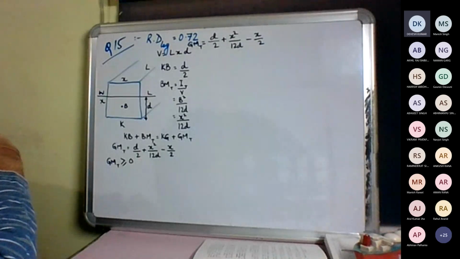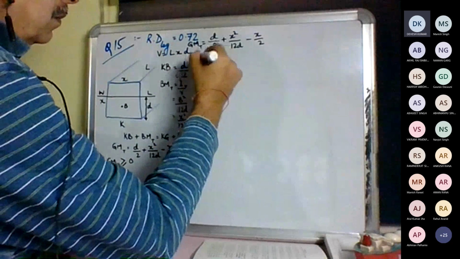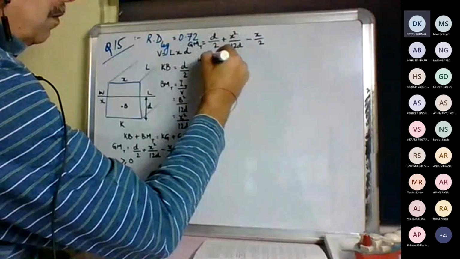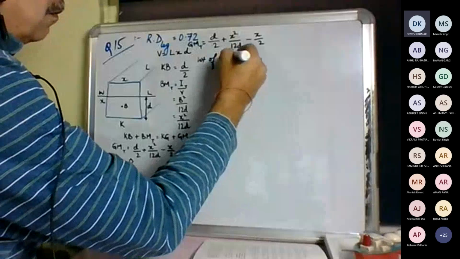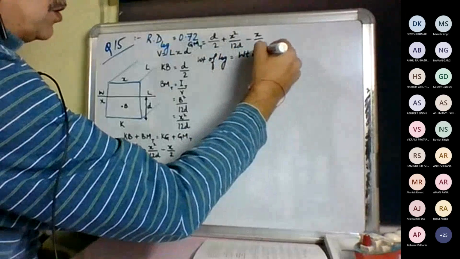So I have to make one more equation. So one more equation is: the weight of the log is equal to the weight of water displaced by it.